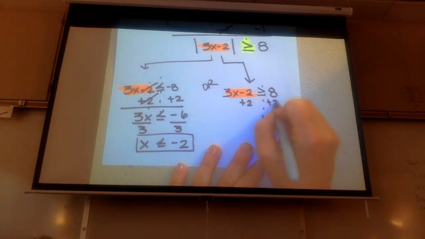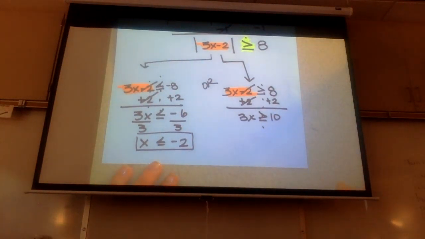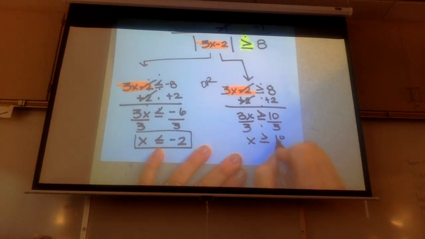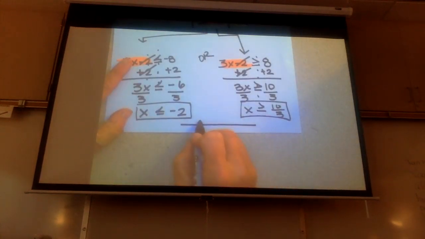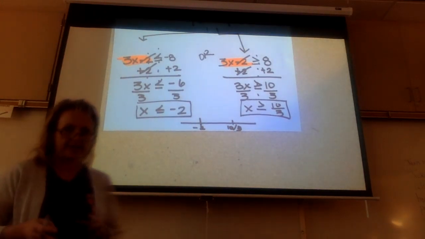Add 2 to both sides. And now I get 3x greater than or equal to 10. Yeah, that's not so pretty, but that's okay. We are just going to leave it as 10/3. So this one graphs a little bit differently. I have a -2, and here I have a 10/3, which is 3 1/3. You can say that as well. It's all the same. Don't freak out.